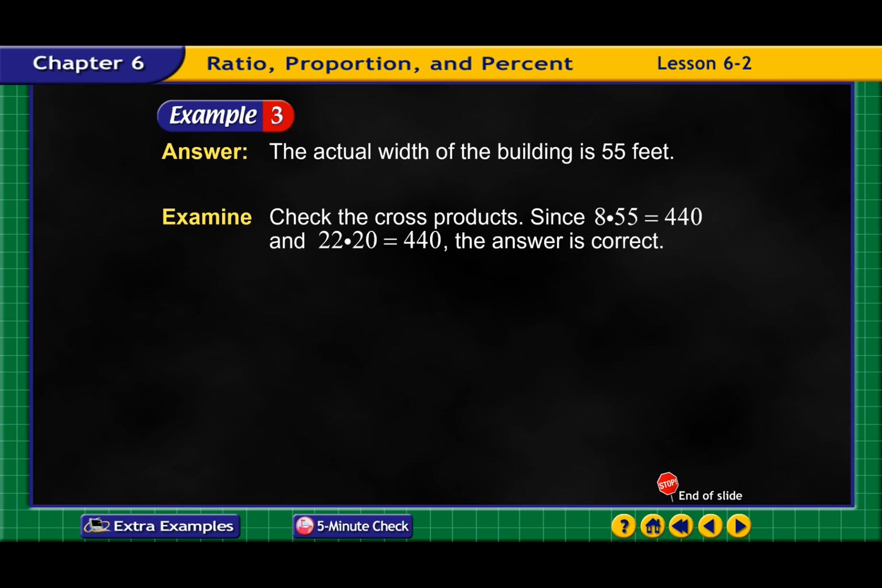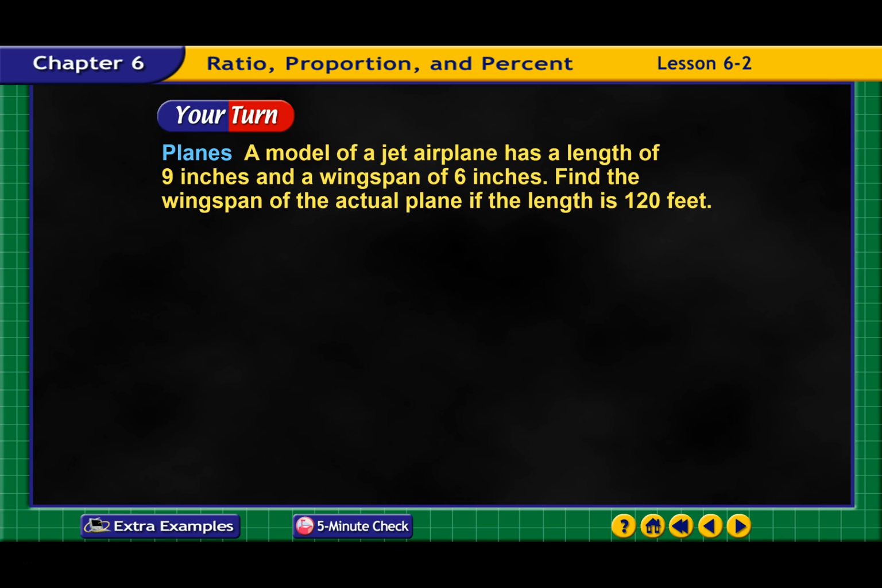So we could actually check this by putting it in and seeing if they actually worked out, and we can see that they come out to 440 on both accounts. Your turn, go!